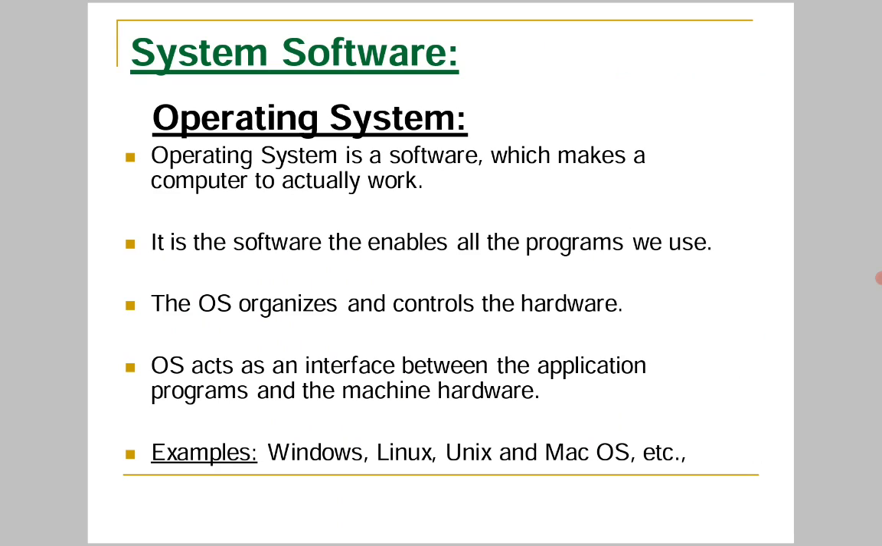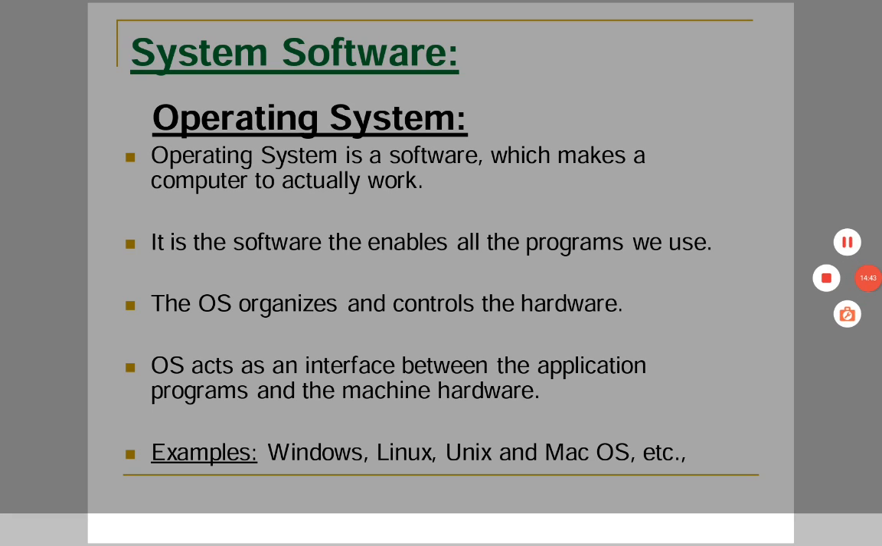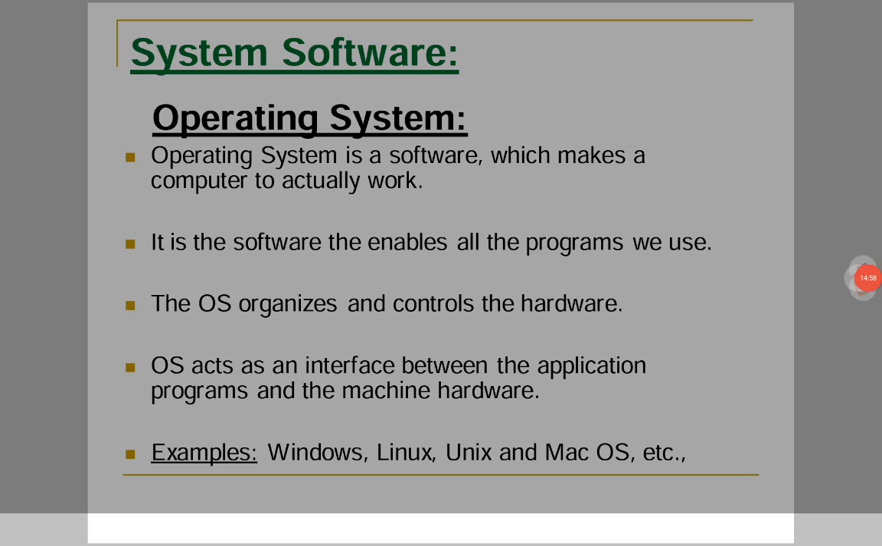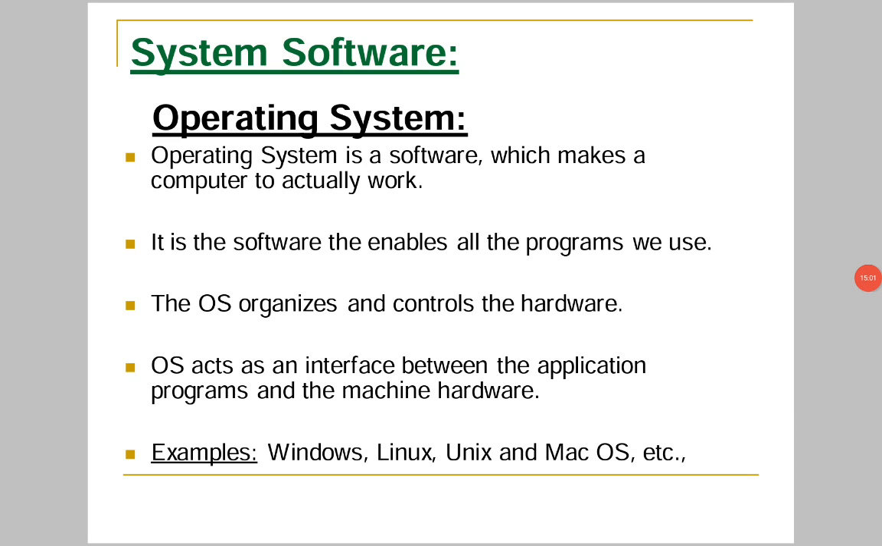So what is system software? System software is nothing but operating systems and some tools and packages like compilers, interpreters, translators, and editors. All these are called system software.